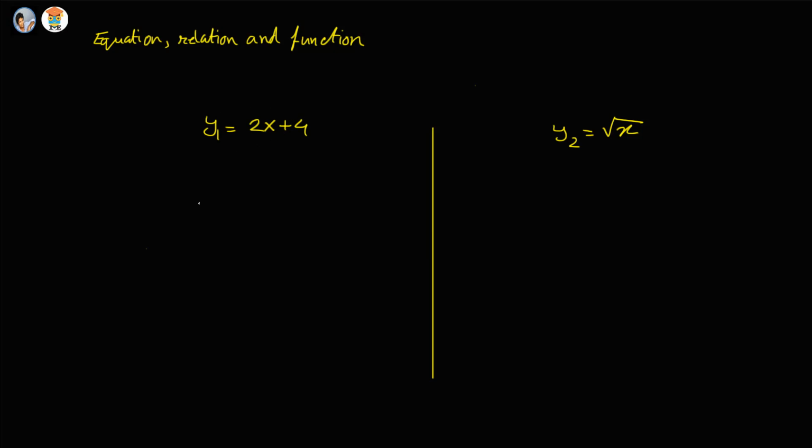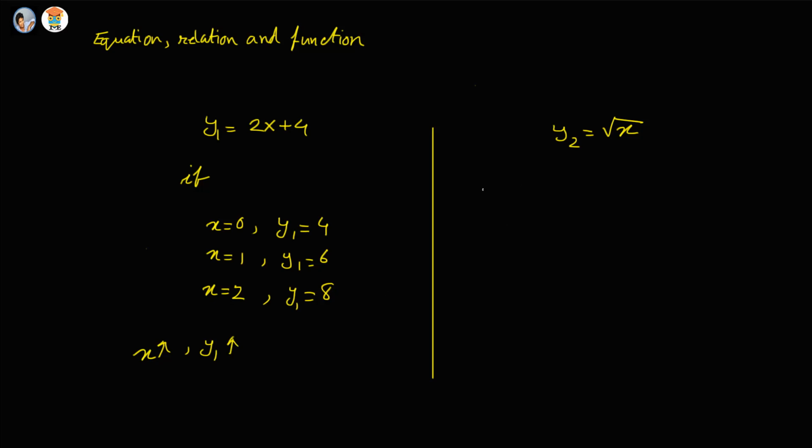Now, for this equation, if x equal to 0, y1 equal to 4, x equal to 1, y1 equal to 6, x equal to 2, y1 equal to 8. Here we see that if x increases from 0 to 1, from 1 to 2, y1 increases from 4 to 6, from 6 to 8.